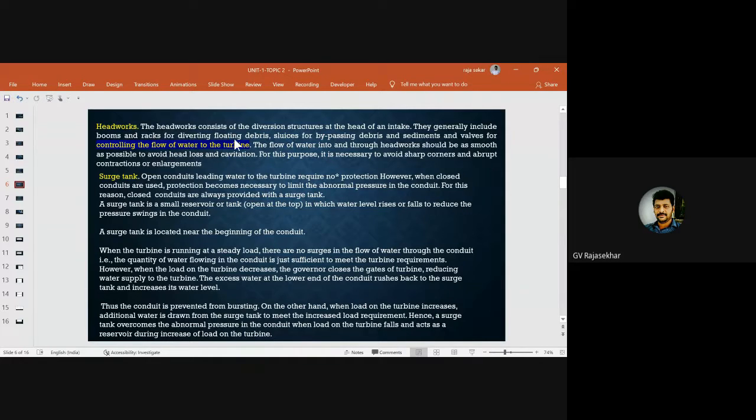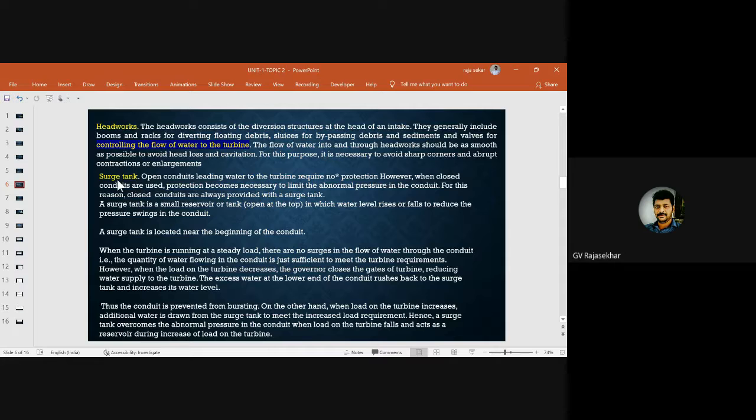So what will these diverting structures do? They will send the water in the required direction. That means controlling the flow of the water. The flow of water through the headworks should be as smooth as possible. The reason why we have constructed these diversion structures is to make the water flow as smooth as possible.